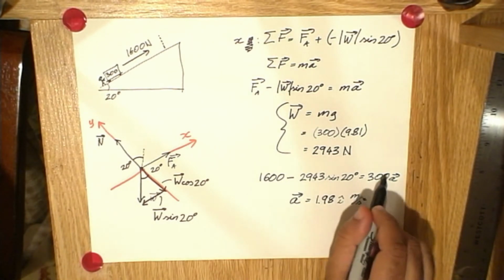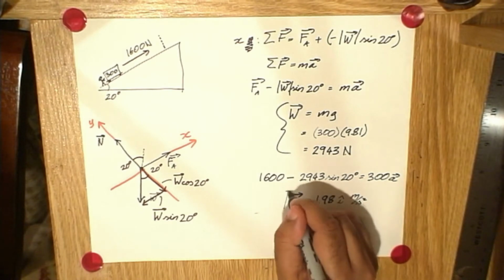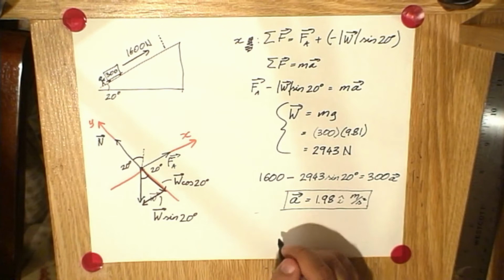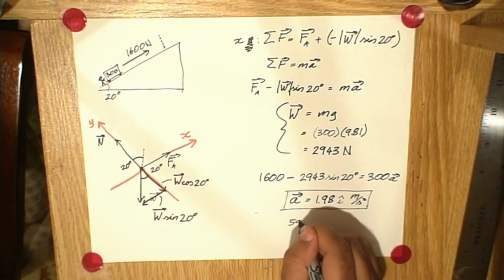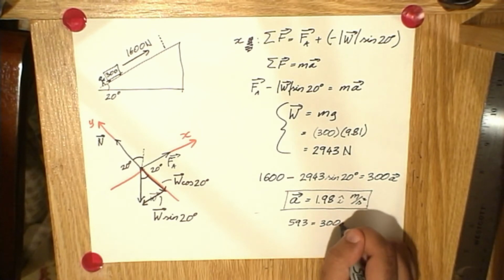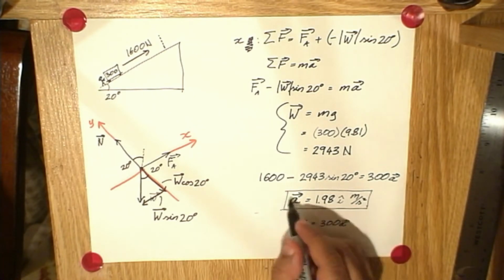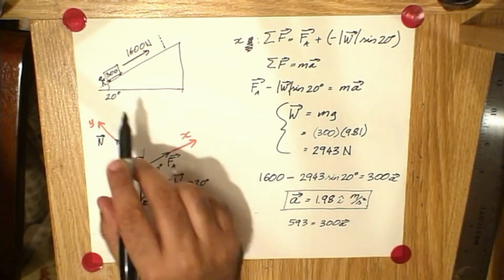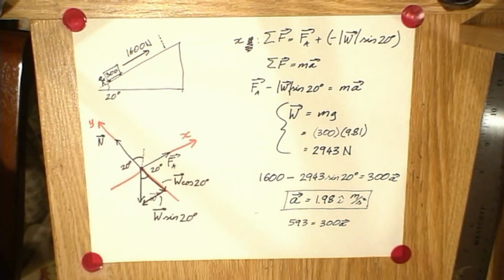So to recap how we got from this step to this last one, this entire left side becomes 593, which is equal to 300 times the acceleration. Then we just divided both sides by 300 to get an acceleration of 1.98. So that is the acceleration of the piano up the ramp.